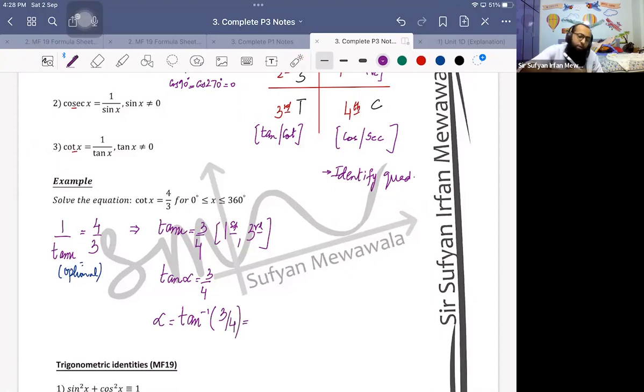Then we need to remember another thing: identify the quadrants, then find the basic angle, and then change the domain if required. But in this question, domain changing is not required. The steps were: change domain if required, and then find the final answer.